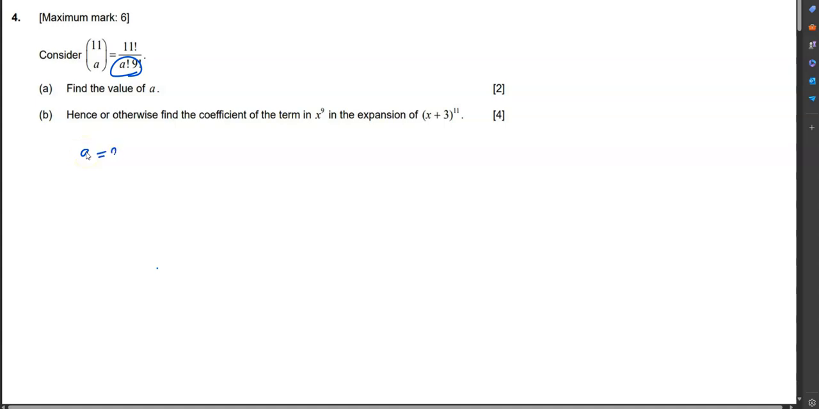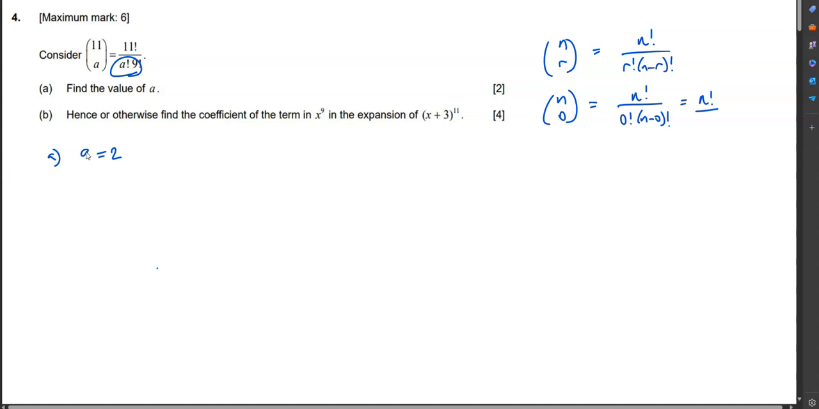Yes, we know that A equals 2. Incidentally, let's take a little diversion to recall what this means. When we have n choose r, this means n factorial over r factorial times n minus r factorial. But there are some important results here. If we have n choose 0, that is n factorial over 0 factorial times n minus 0 factorial, which simplifies to n factorial over n factorial. 0 factorial equals 1, and n minus 0 factorial is just n factorial, which equals 1.